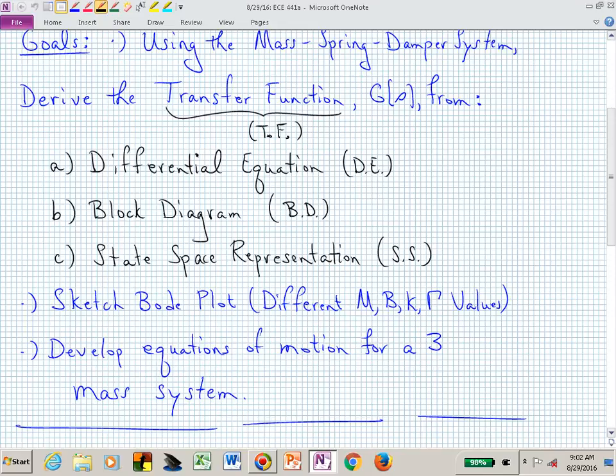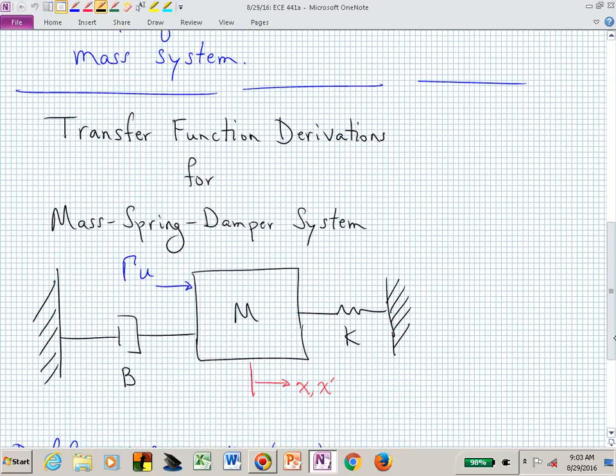And next time we meet, which is Wednesday, we will develop these differential equations, the equations of motion, for a more interconnected system, and in particular a three-mass system. And it will have different springs and dashpots interconnecting it. This I'm assuming you have already implanted in your brain for this semester. It's this system, which is a mass spring damper system.